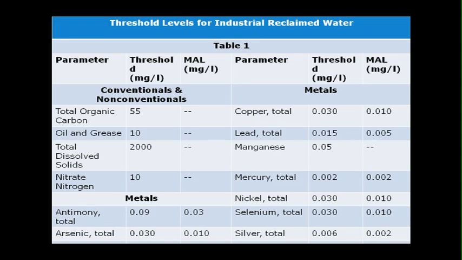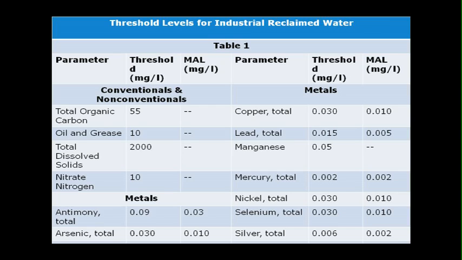This table illustrates what parameters need to be checked and what the threshold levels, which are the critical limits, are. The minimum analytical limit, or MAL, is the lowest concentration that a laboratory will analyze in your wastewater. You basically go by the threshold limit, and those are the parameters that will be checked if you send a sample to an accredited laboratory.